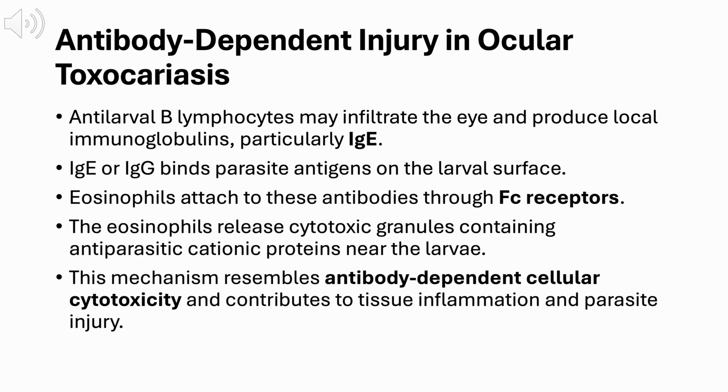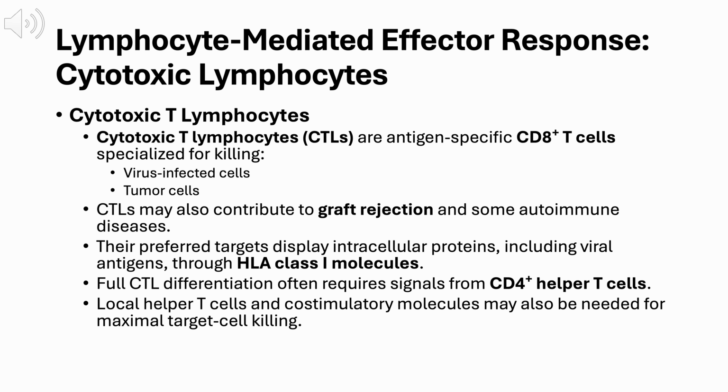We now turn to the second major type of lymphocyte-mediated response, the cytotoxic T lymphocyte, or CTL. These are antigen-specific CD8-positive T cells, specialized for killing, and their principal targets are virus-infected cells and tumor cells, cells whose interiors have gone wrong. They can also contribute to graft rejection and to some autoimmune diseases. Recall our HLA discussion. CTLs read HLA class 1, so their preferred targets are cells displaying intracellular proteins, including viral antigens, through class 1 molecules.